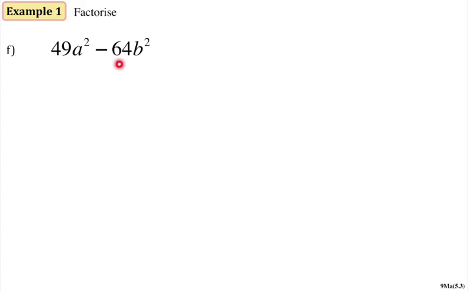64 is 8 times 8. Yes, it's a difference of two squares. There'll be two brackets. One bracket will have a plus, one bracket will have a minus. Each bracket will begin with 7a, because 7a times 7a is 49a squared. Each bracket will end with 8b, because 8 8s are 64, and b times b is b squared. So there's your answer.